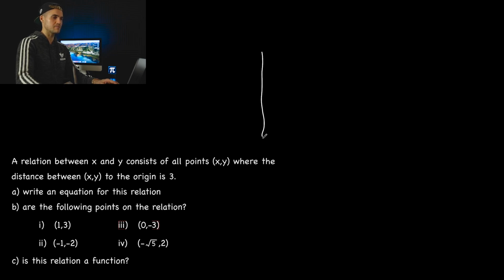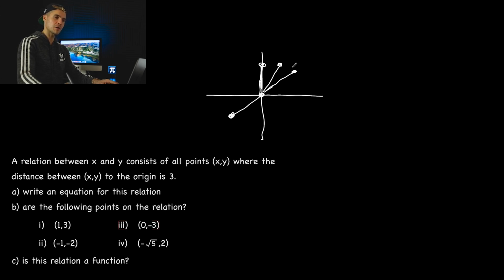What they're saying is that this relation is all the points where the distance to the origin is going to be 3. So we're going to have a point here that has a distance of 3, a point here that has a distance of 3, a point here where the distance from that point to the origin is 3. If you think about all the points where that happens, this is basically just a circle that has a radius of 3.